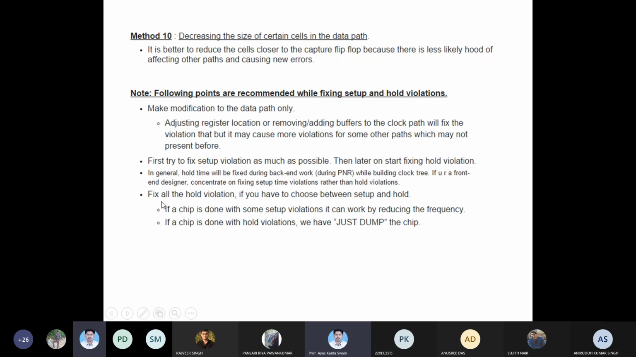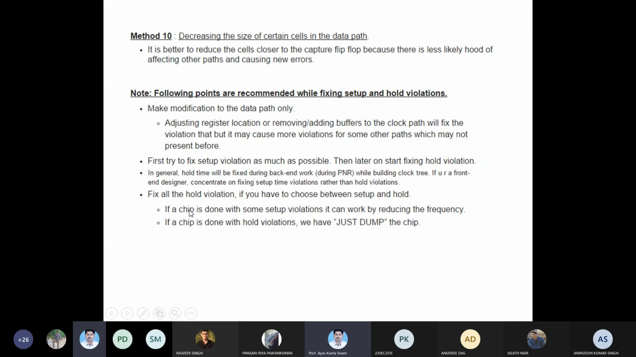Now the concluding word is: fix all the hold violations if you have to choose between setup and hold. What I told, the same thing. If you have to choose between setup and hold, fix the hold violation. Now, if a chip is done with some setup violation, these lines may seem contradicting, but if you work on tools, you will understand in a better way.